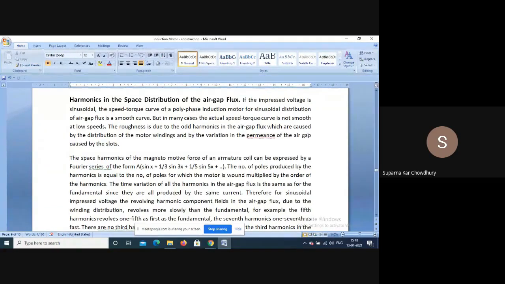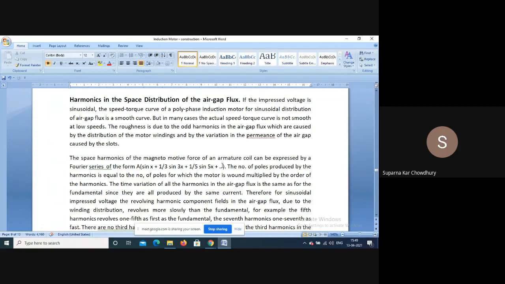Now the space harmonics of the magnetomotive force of the armature coil, what we have derived initially, we have neglected the harmonics, actually that harmonic MMF distribution, that will be a step one. So as the slot pitches are very small, with the proper distribution we can approximate to a sinusoidal distribution. That way, when we analyzed, we derived the equations based only on the fundamental, but it will have some harmonics.